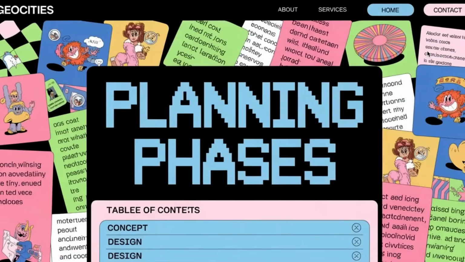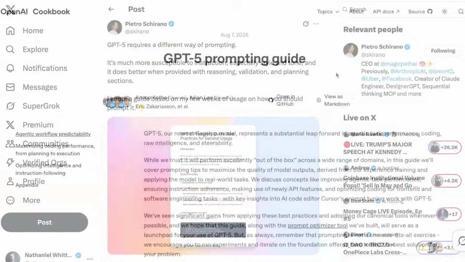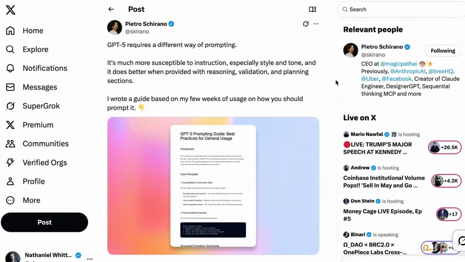Next up, we have the concept of planning phases. And this almost reminds me of the old think step-by-step kind of prompt that we used to prompt chain of thought before we had the reasoning models. And this one comes from one of the better prompting guides we've seen so far, from Pietro Schirano, the CEO at Magic Path.